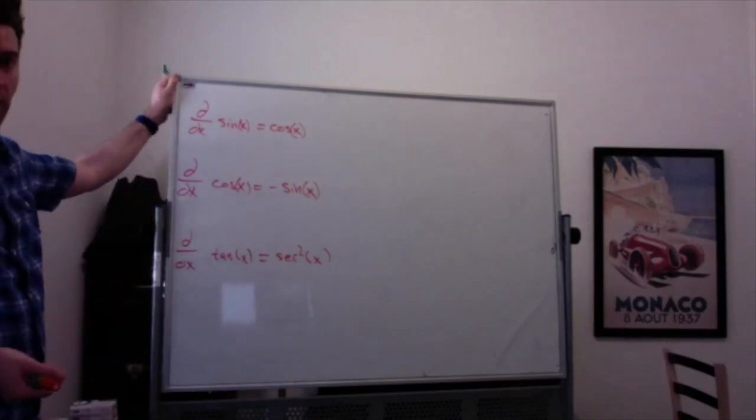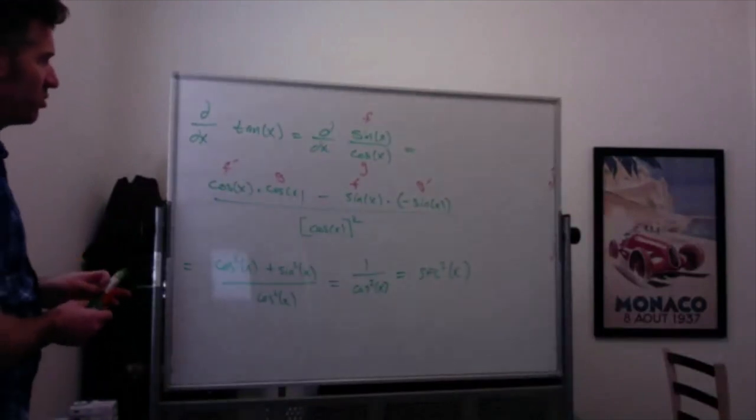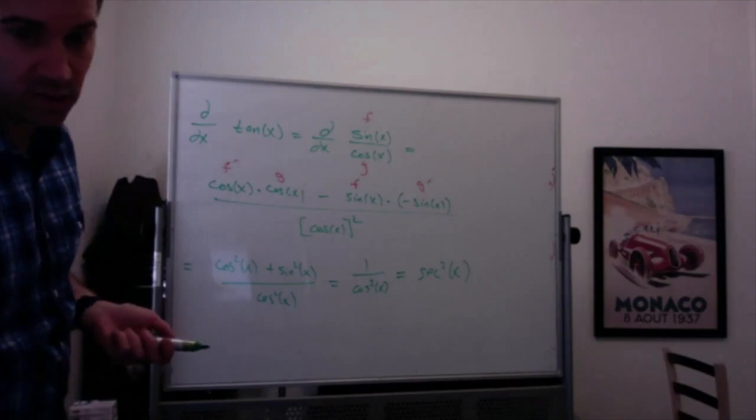So we've got the primary trig functions. Now we want to find the derivatives of the reciprocal trig functions. And we're going to do cotangent next. So cotangent works out very much the same way as tangent.